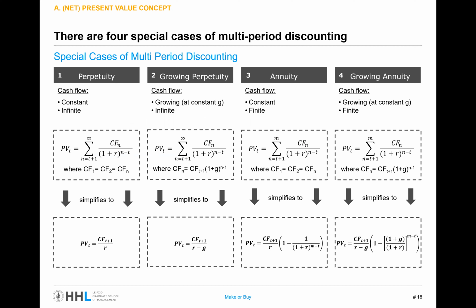Okay, very good. And then there are some special cases, I would call them. So far we said, well, there could be a cash flow in year 1 or year 2 or year 3, and you discount it back to today. Yeah, and that's fine. That always works.